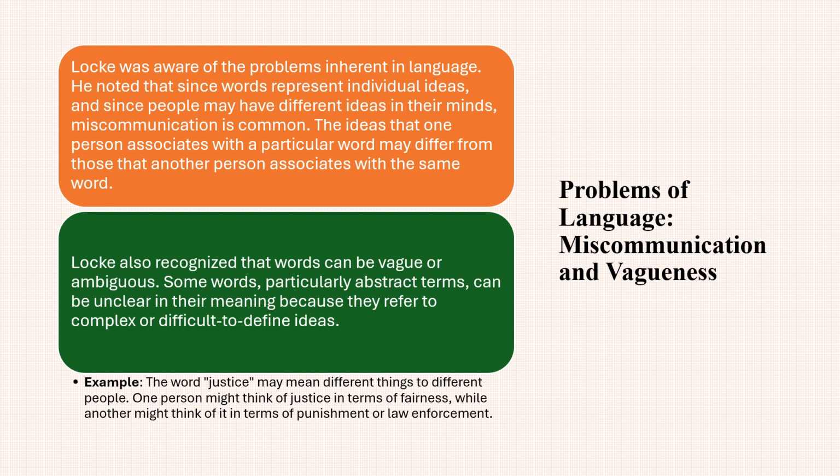So in that way, it causes a type of miscommunication. Locke also recognized that words can be vague or ambiguous, particularly abstract terms. So it means that in fact there will be more problems with the abstract terms, like love, hate, anger, etc. These terms are interpreted by people in one way or the other. Everyone interprets them in a different way. So that is why this can cause a lot of confusion.